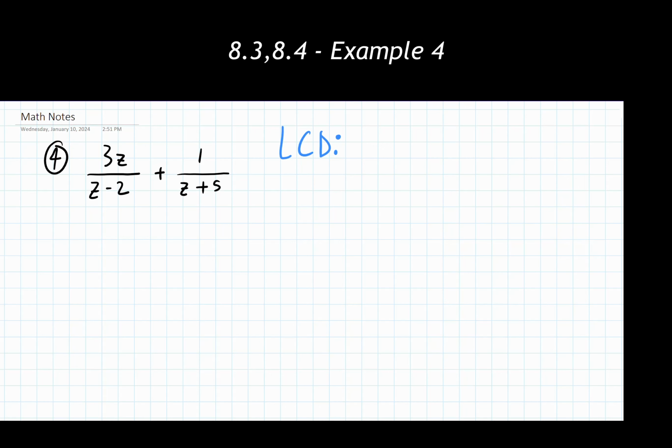Now the first rational expression has a z minus 2 in it. The second one doesn't, and I'm noticing kind of the inverse of that. The second one has a z plus 5 in it. The first one is missing that. So the lowest common denominator is going to need to include both of these binomials. And what's nice about when I have binomials in the denominator spot is our lowest common denominator basically becomes those binomials multiplying together.